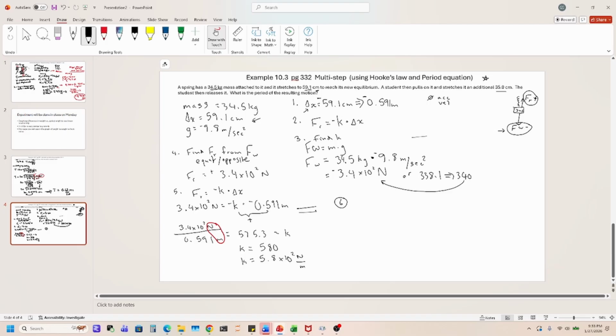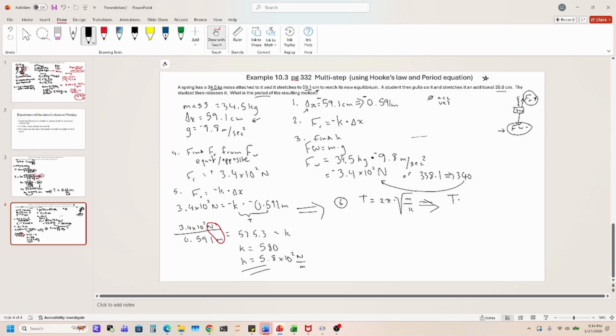So we're coming over here next, after we've got our k value. And we're asked to find the period of the resulting motion. So we have one more equation that we need to use. And it looks like this. It's equation 10.11. So we've got our period is equal to 2 pi times the square root of mass divided by our spring constant. We have all the values we need to plug into this. So let's just do that over here.